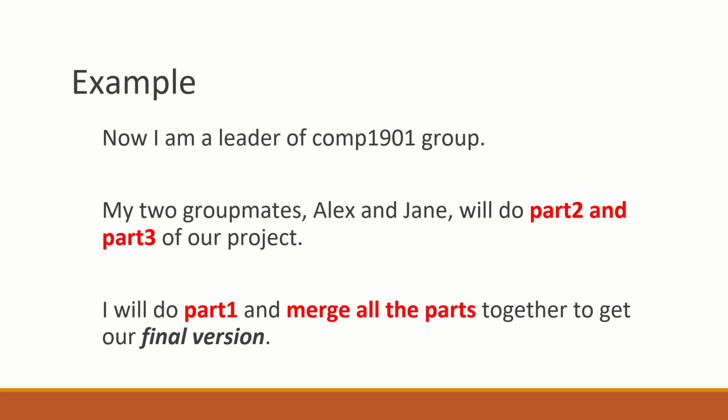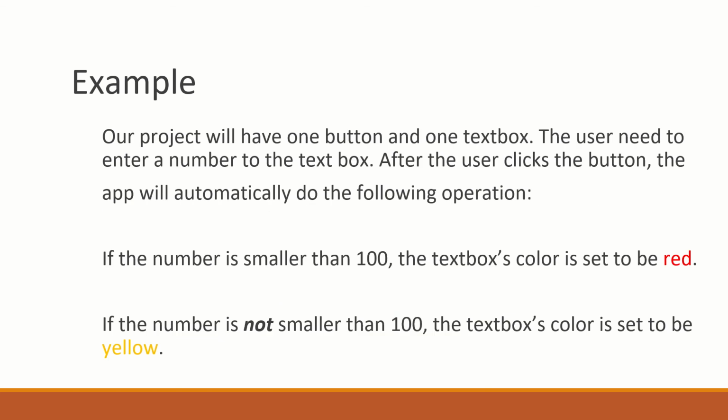So let's see one example of how we do that. Now I'm the leader of the CLMP101 group. I have two group mates, two partners, Alex and Jane. They will do part 2 and part 3 of our project, and I will do part 1. And then I will merge all the parts together to get our final version.